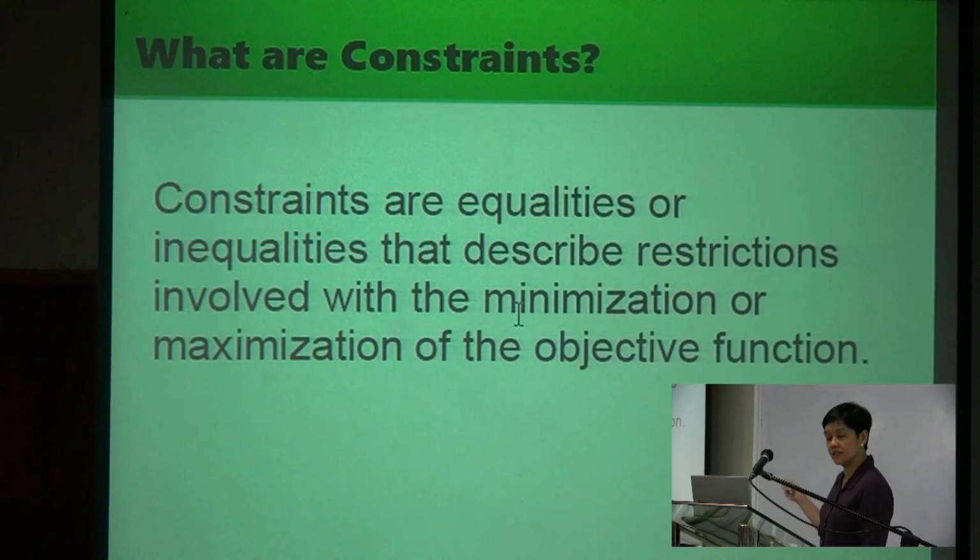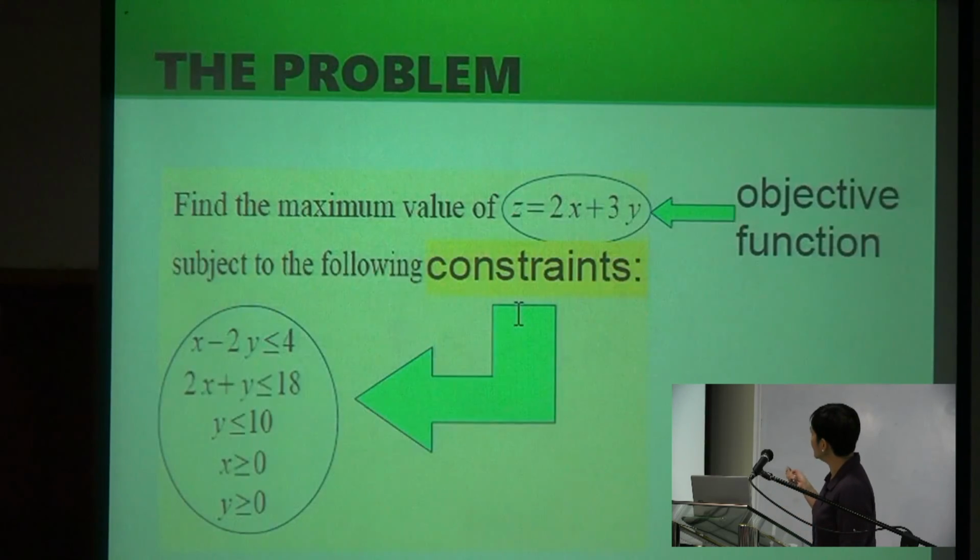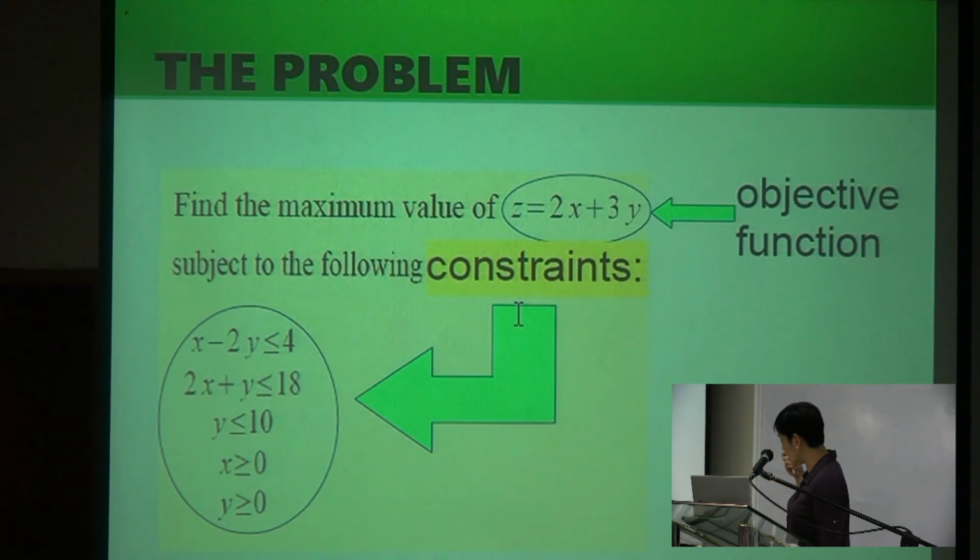And then next, I define constraints. The constraints are equalities or inequalities and describe restrictions involved with the objective function. And then, I showed here the problem again, wherein I give them the part which gives the objective function and the constraints. I did not mention that this is called a linear programming model. I just say that this is the problem that we are to solve at the end of the course, or at the end of the lesson.